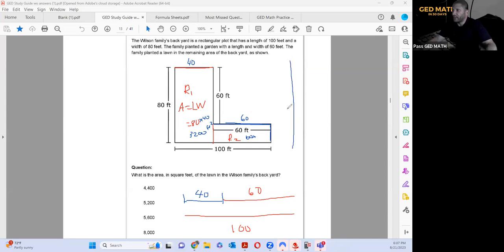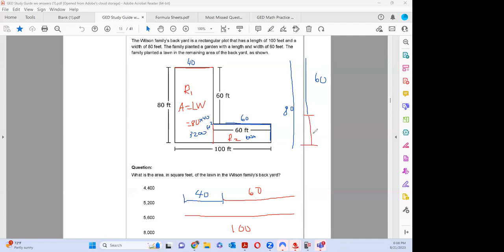From here to here is 80, and from here to here is 60. How do we find that missing piece? 80 minus 60, which is what? 20. Right. So now we know that this piece is 20. So now this rectangle, the width is 60, the length is 20. 60 times 20 is 1,200 feet squared.